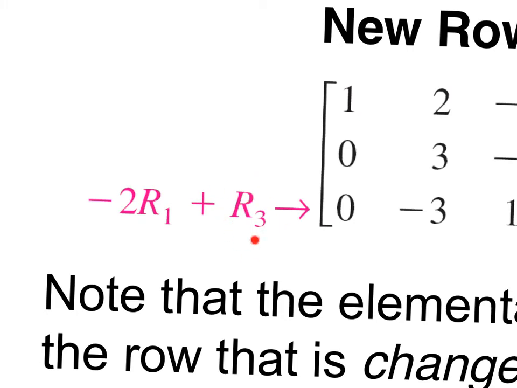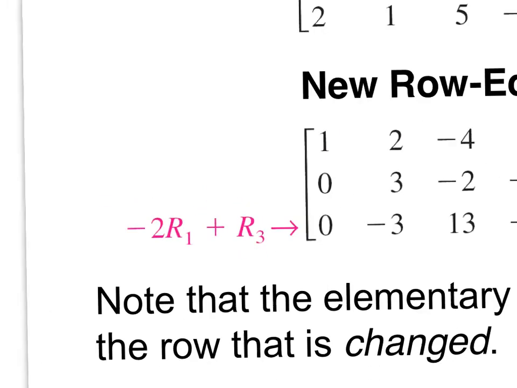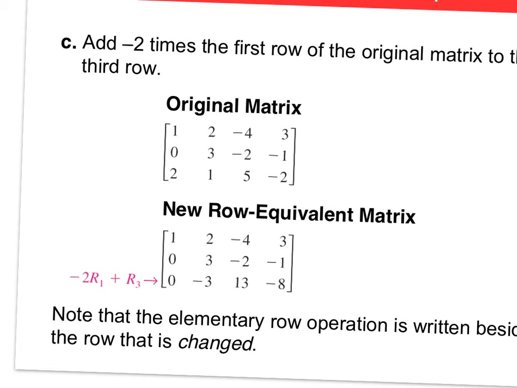So this tells me the change occurs to row 3. Okay? So you wouldn't write row 3 plus, and then parentheses, negative 2 times row 1. Don't do that. It needs to be in this order because this tells you where the entry goes. It goes to row 3. So here we had a few operations. We did negative 2 times this row, then we added that to this row, and we got the following.